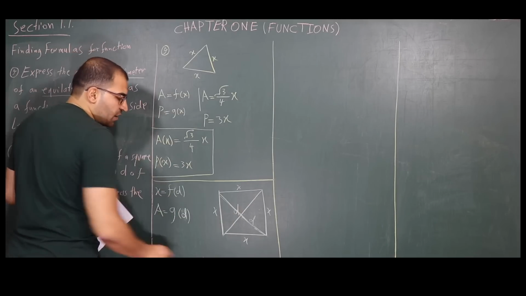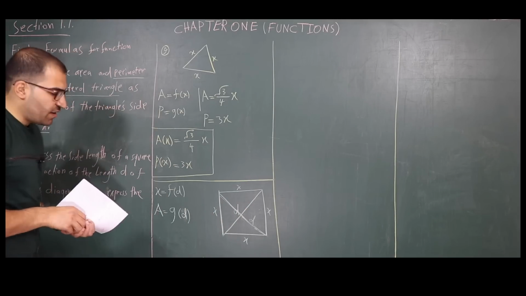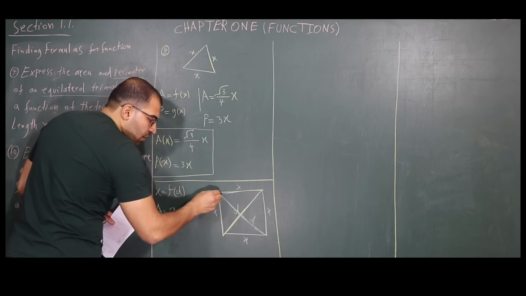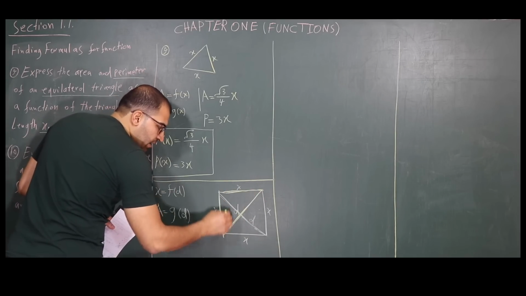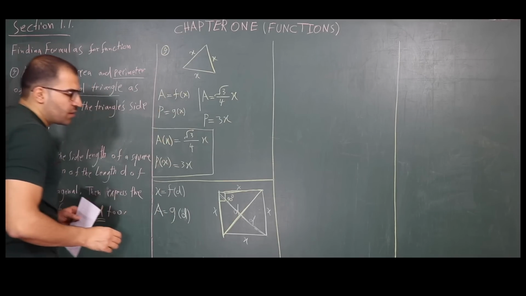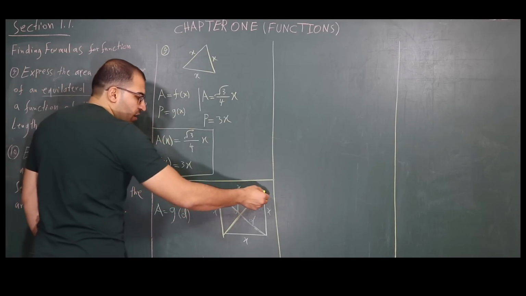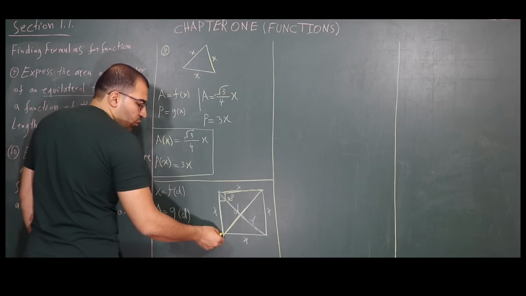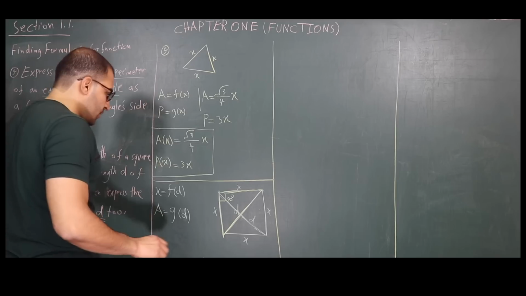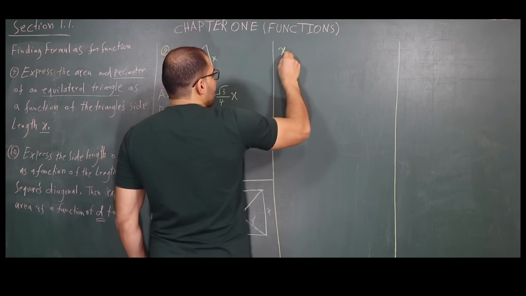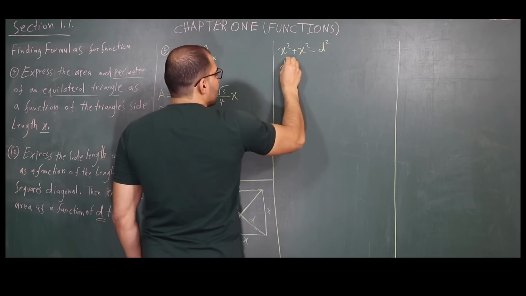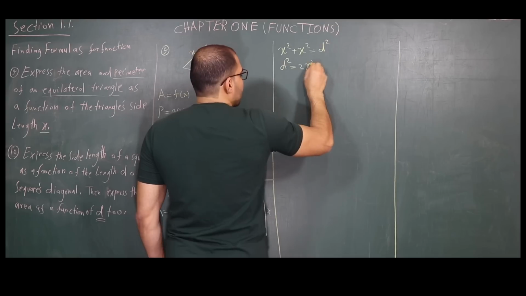First, I need to find d. As we know, if I take this triangle here, it has an angle of 90 degrees. So I can say that this length squared plus this length squared equals this length squared, which is the Pythagorean relation. So x squared plus x squared equals d squared. That means d squared equals 2x squared.